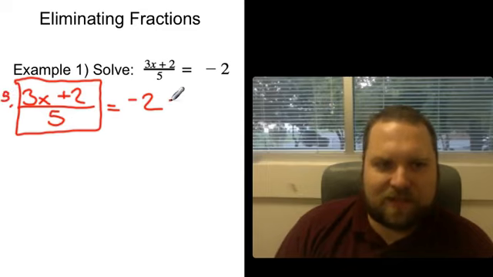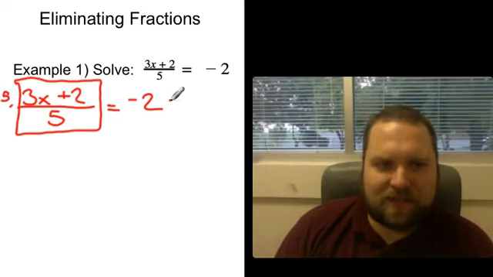Remember, we said inverse operations cancel each other out. It leaves you with an identity. So in this case, multiplying by 5 and then dividing by 5 is the same thing as multiplying by 1, which changes nothing, which means we can just eliminate them, make them go away, because they're not changing anything. So when I multiply by 5, that cancels out my dividing by 5, leaving me with just 3x + 2. And on this side, -2 times 5 would be -10.